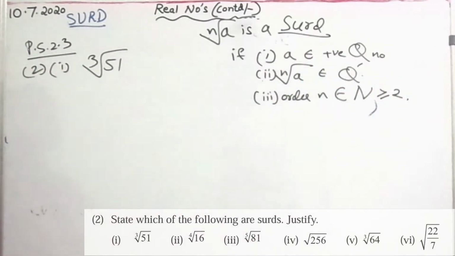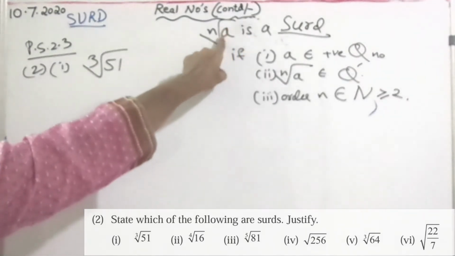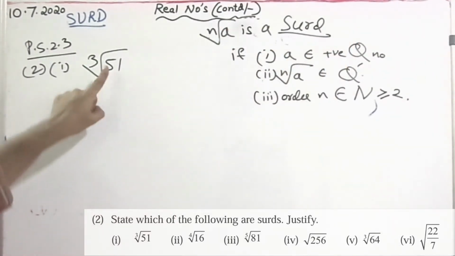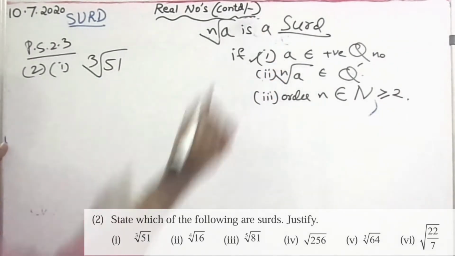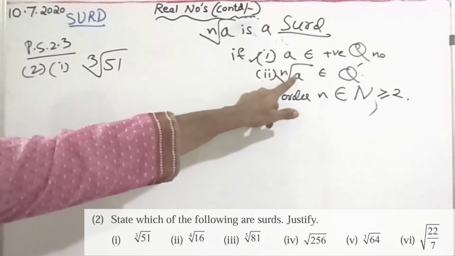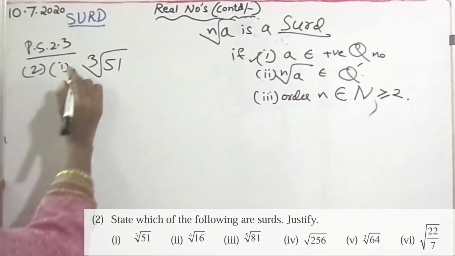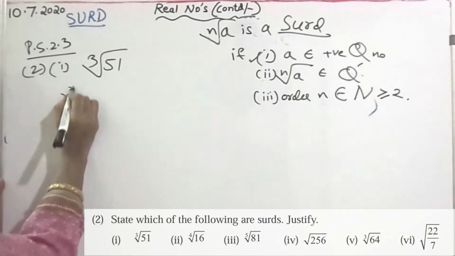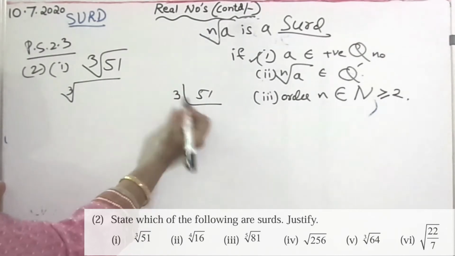So let us see if it satisfies these three conditions. First we have to see a is a positive rational number. 51, yes, it's a positive rational number. So the first condition is satisfied. Now look at the second condition. Nth root of a should be an irrational number. Now cube root of 51, let us find the factors of 51. What are the factors of 51? Which is the smallest number which goes? 3.